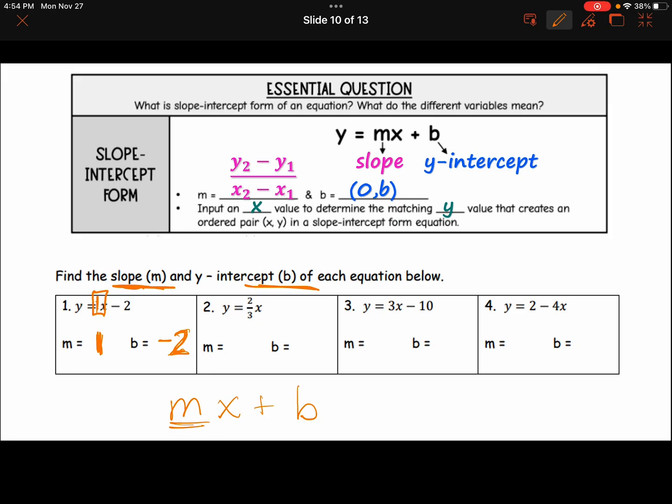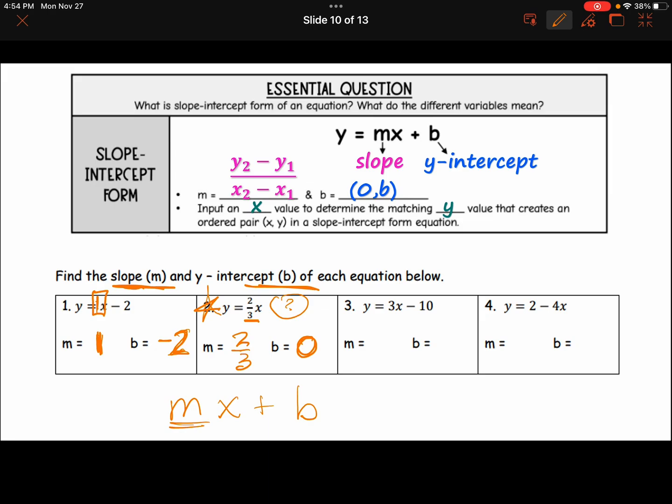And number 2, 2/3 x. Whatever's in front of the x is m, 2/3. And whatever's being added. If nothing's being added, that means I'm adding 0. This would be a line that's proportional. It's going to go through the origin.